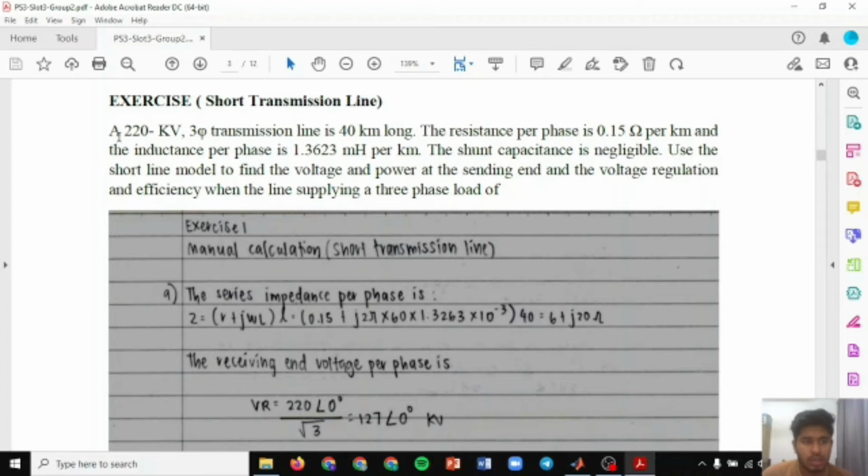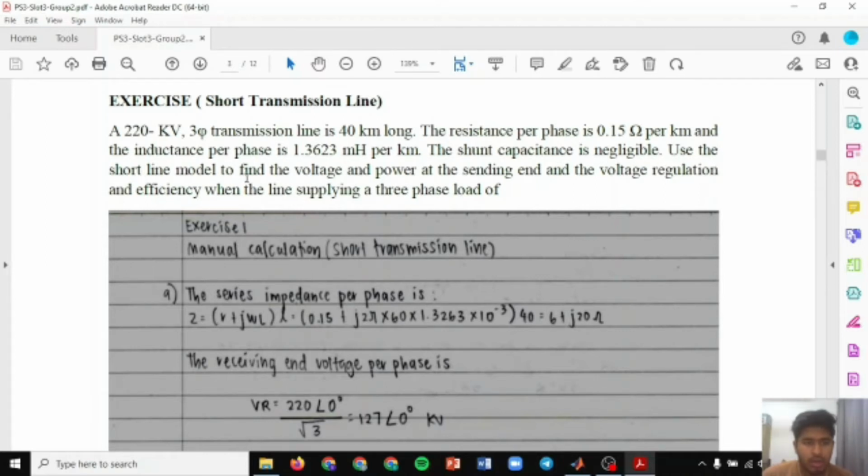I will be presenting the first exercise, which is the short transmission line. The question is: a 220 kilovolt 3-phase transmission line is 40 km long. The resistance per phase is 0.15 ohm per kilometer and the inductance per phase is 1.3623 millihenry per kilometer. The shunt capacitance is negligible.